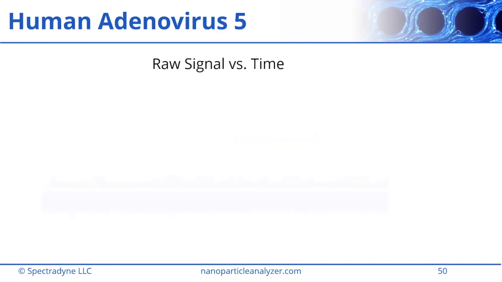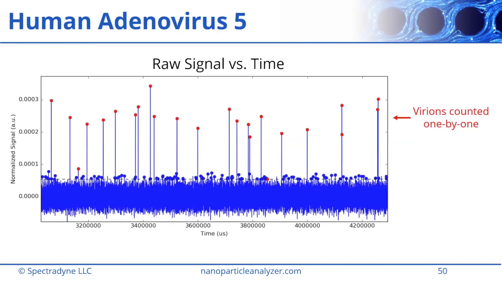This example is human adenovirus 5. And I wanted to share with you what the raw data looks like in this sample. So remember, I was explaining how the technology works, and I said there was a spike, a peak, every time a particle gets measured through the constriction. And so what we're seeing here is about a second of acquisition time from the instrument. And all of these particles up here are the virus particles themselves. So we're counting them one by one, and you can just see them being measured this way.